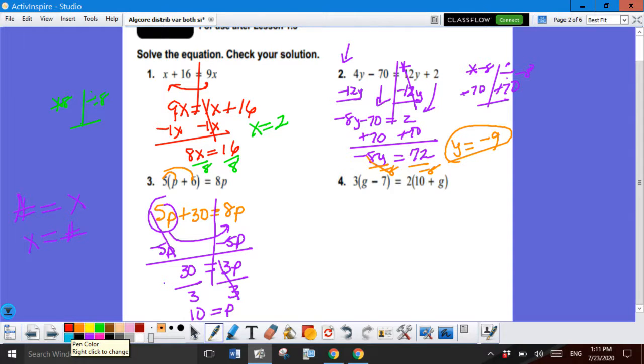All right, now look at number 4. What do you think we should do first? If you're thinking, let's distribute, you are correct. Okay, so we're going to distribute. So 3 times 1 is 3g, and 3 times negative 7 is negative 21. 2 times 10 is 20, and 2 times g is 2g. All right, hit pause. See if you can solve for g. This one is just like number 2.